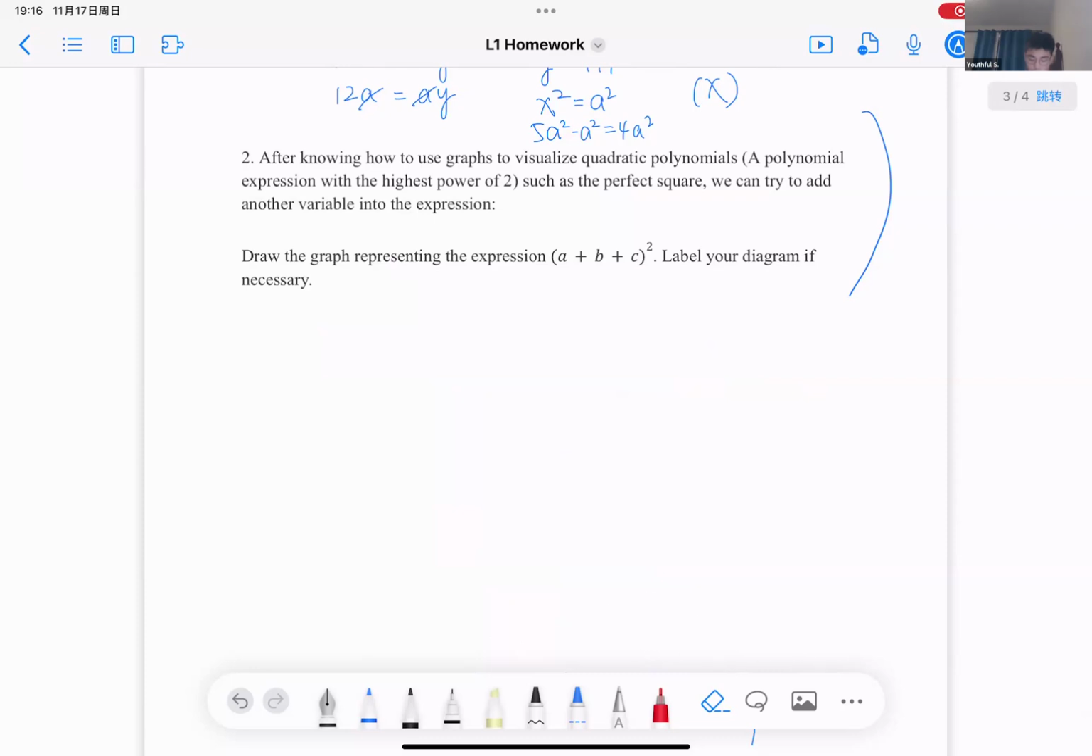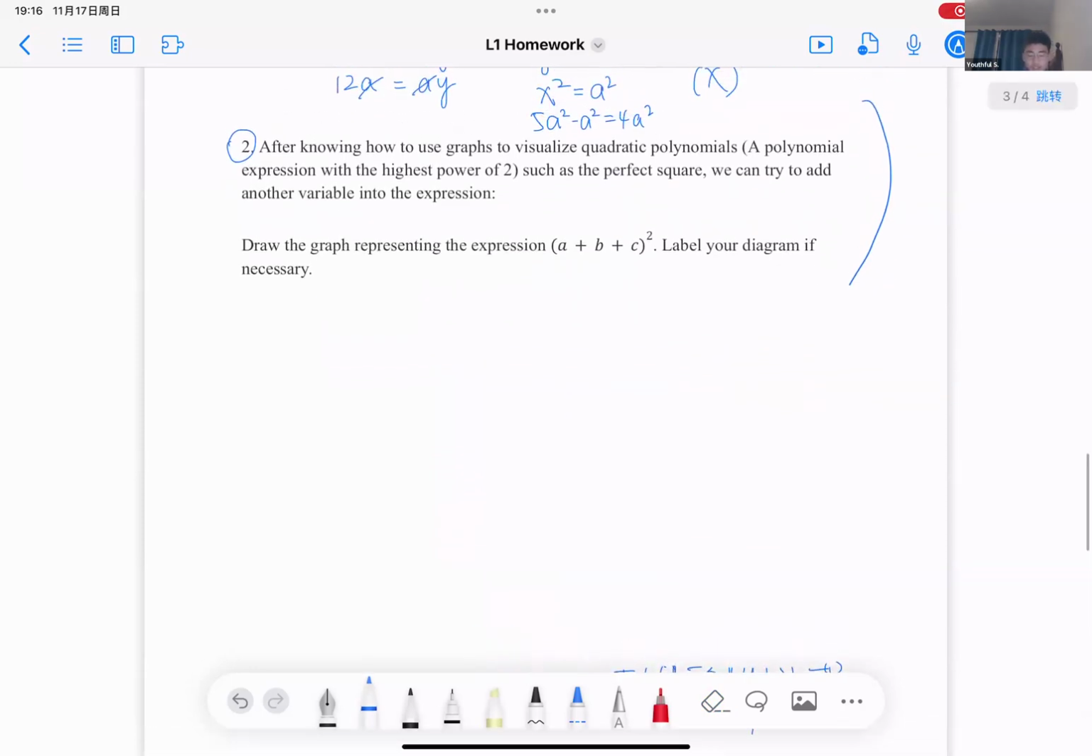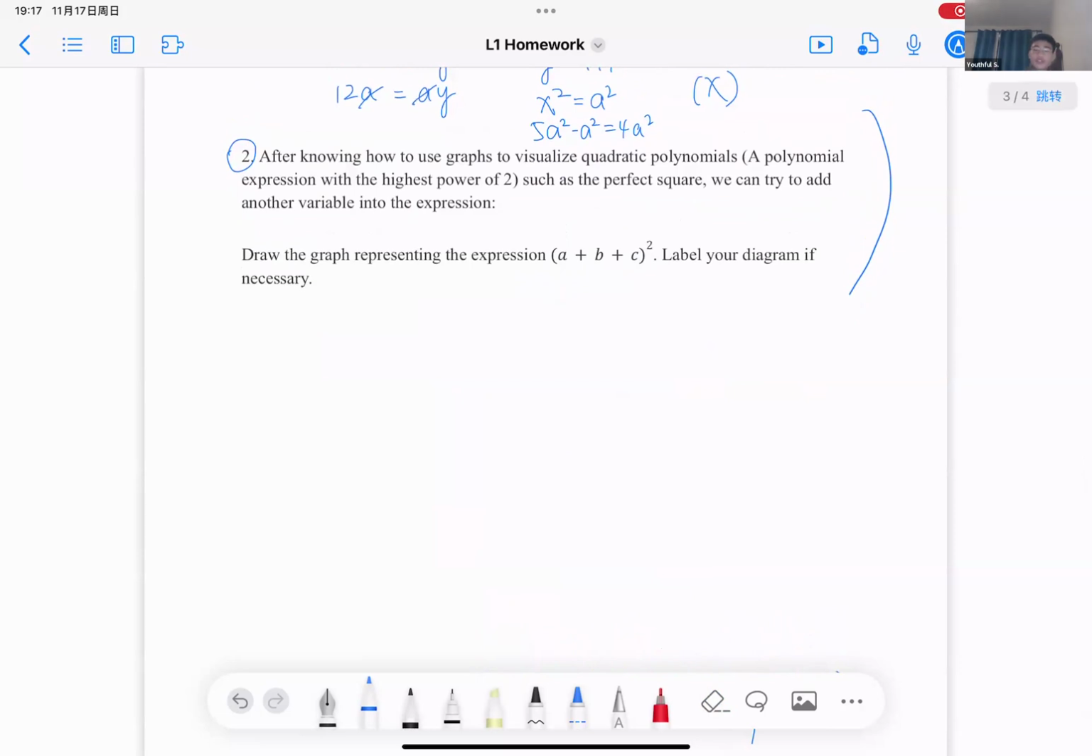the second question, this one. So after we did the geometric interpretation of the difference of squares and the perfect square equation, I'll give you this equation here, and you can do the geometric interpretation of this one. So what is a plus b plus c squared?